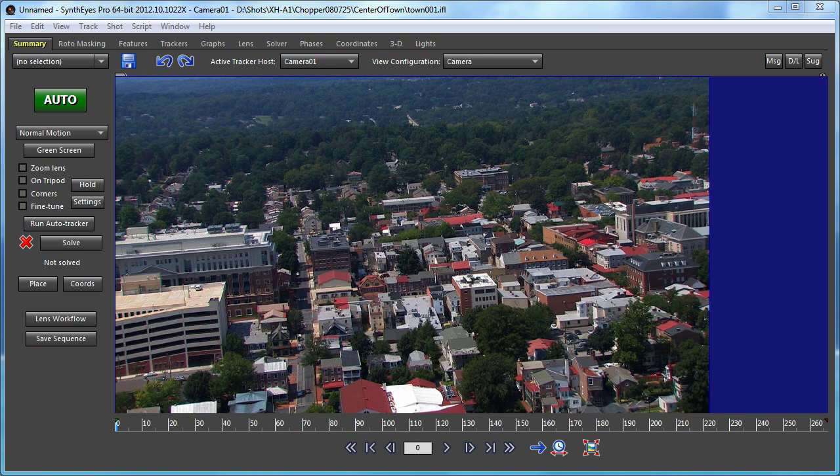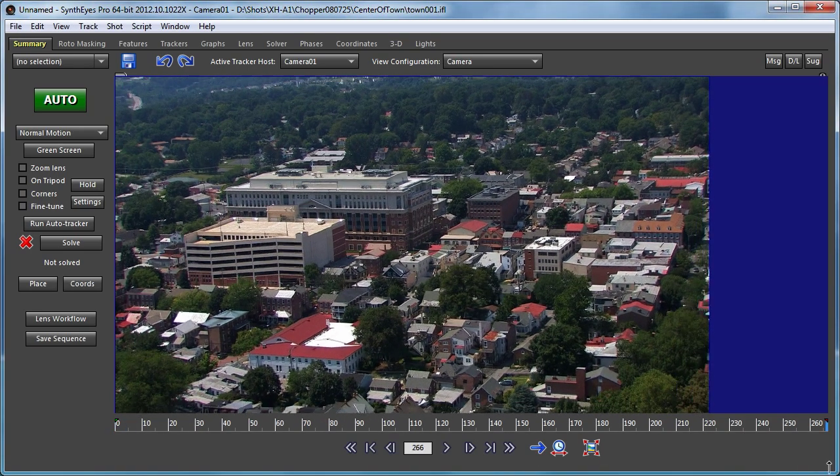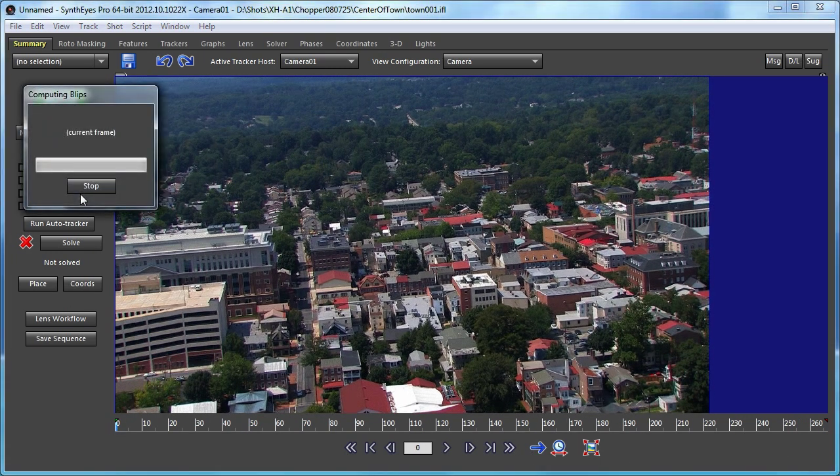In this tutorial, we're going to show how you can use some of the solver controls to help get you the solve that you're looking for. So here's our shot, and it's just a routine flyby of a small town. So let's fire up the auto tracker, and it does the 2D tracking.